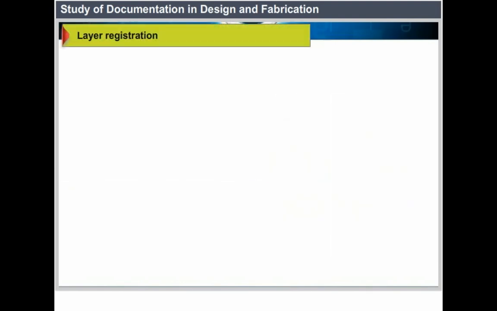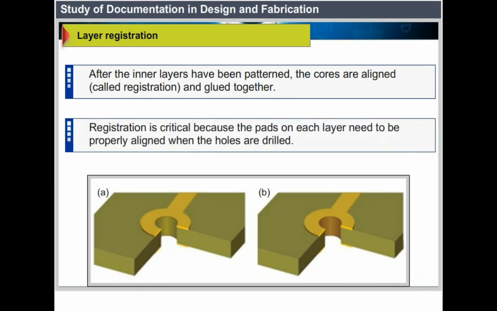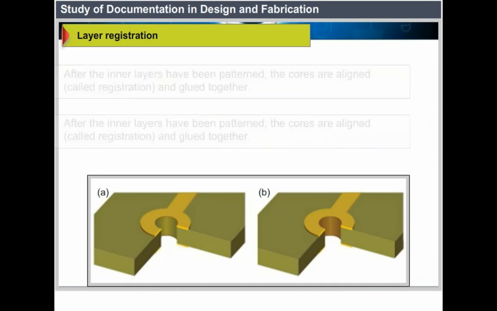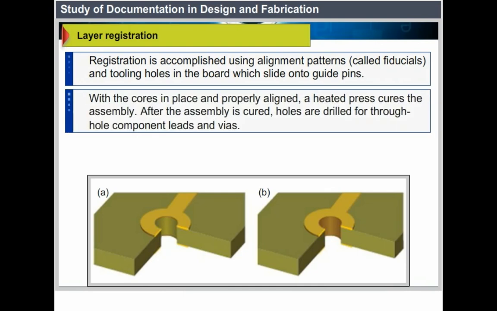Layer registration. After the inner layers have been patterned, the cores are aligned, called registration, and glued together. Registration is critical because the pads on each layer need to be properly aligned when the holes are drilled. Registration is accomplished using alignment patterns called fiducials and tooling holes in the board which slide onto guide pins. With the cores in place and properly aligned, a heated press cures the assembly.